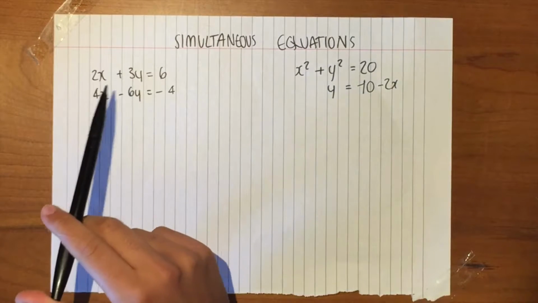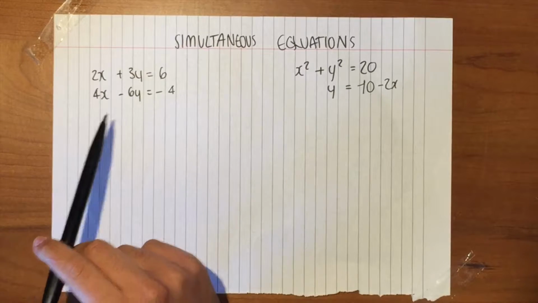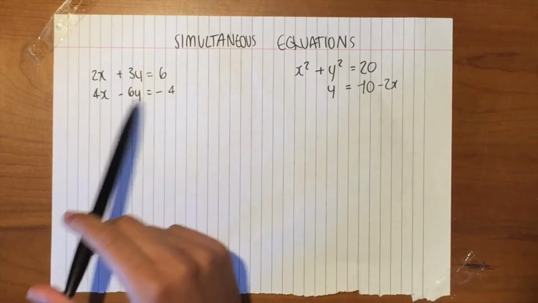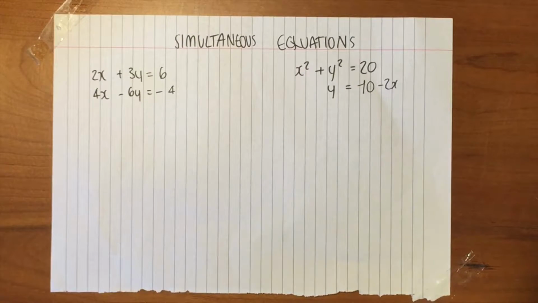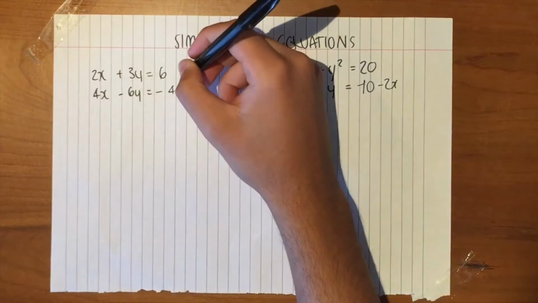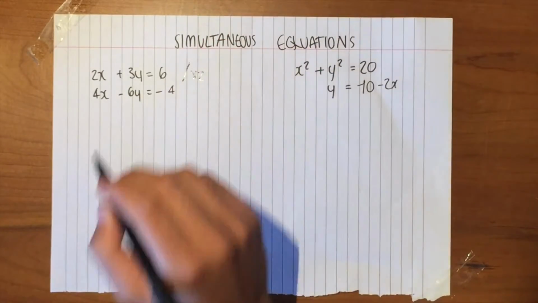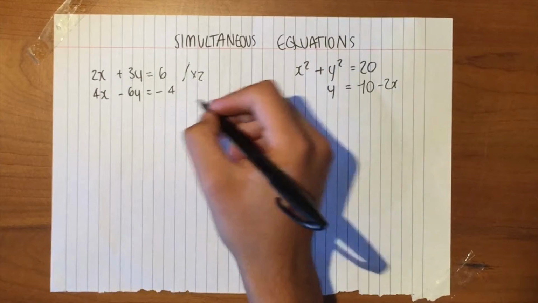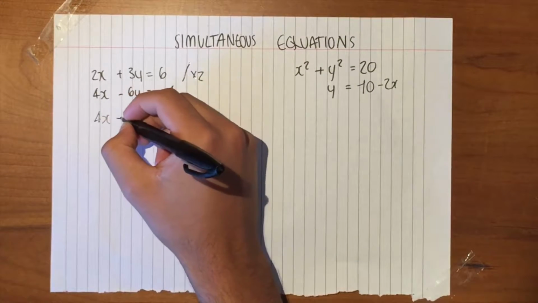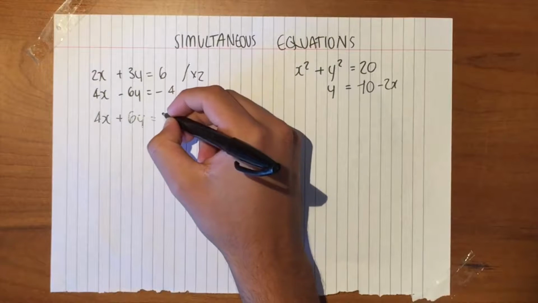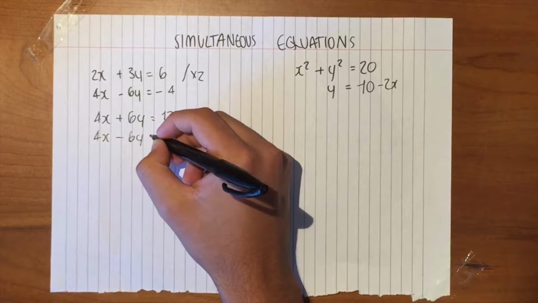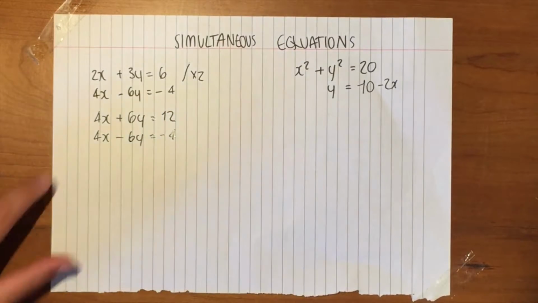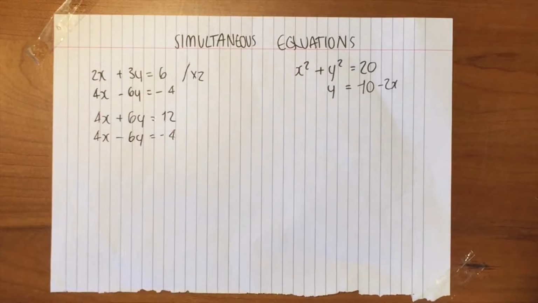So, we need to eliminate an unknown. Right now, if we subtracted the two equations, we'd still have two unknowns, and we only need one unknown so we can figure out what that unknown is and plug it back into the equation. So what we're going to do is multiply this by 2 and leave this how it is. So 2x times 2 is 4x, 3y times 2 is 6y, and 6 times 2 is 12. I'm going to write this one down again. 4x minus 6y is equal to minus 4. Now we have 4x and two 6y's, but one is minus.